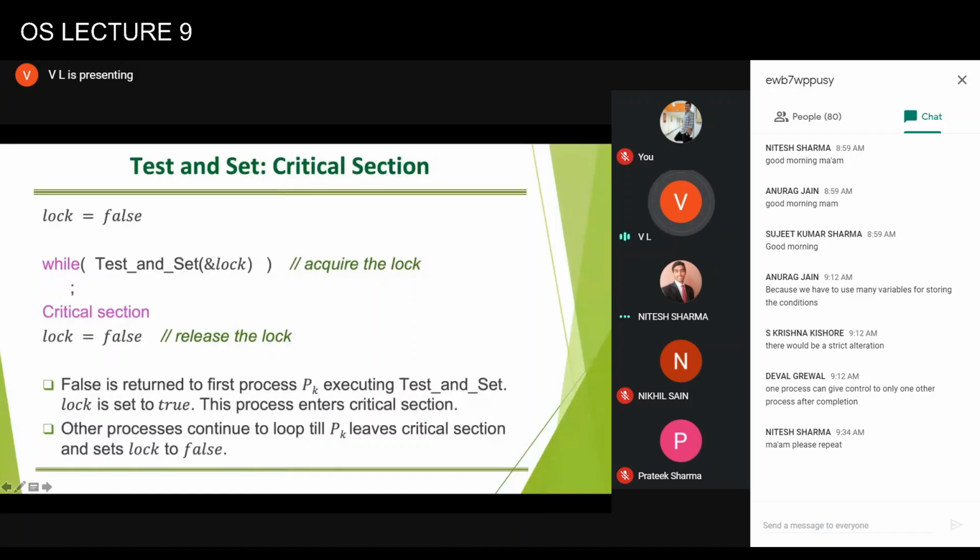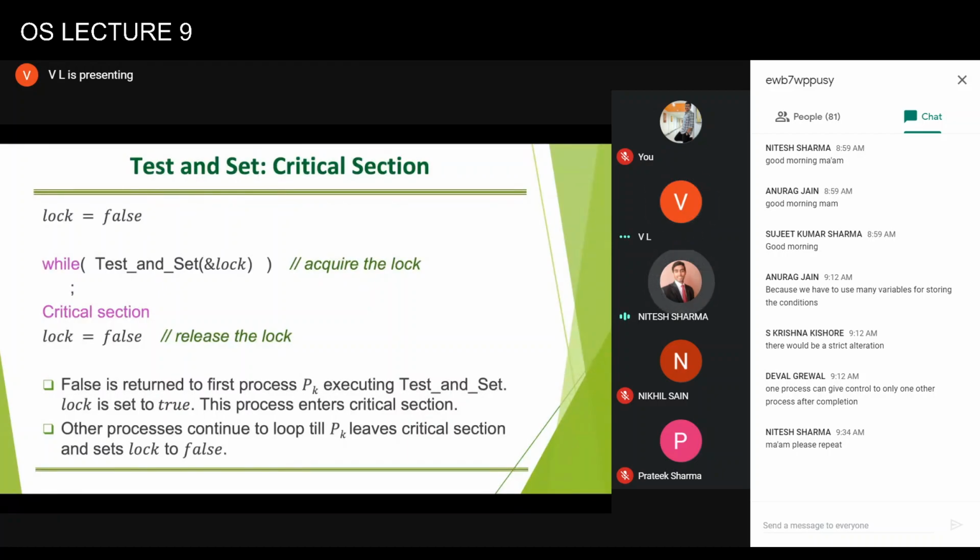So the point is that if a process wants to enter the critical section, the code is very simple. First you acquire the lock, execute the critical section, release the lock. So naturally, because every process is trying to execute it and initially the lock is set to false, only one of the processes will succeed in going to the critical section, whereas all other processes will be looping in the while loop. Is that clear now?